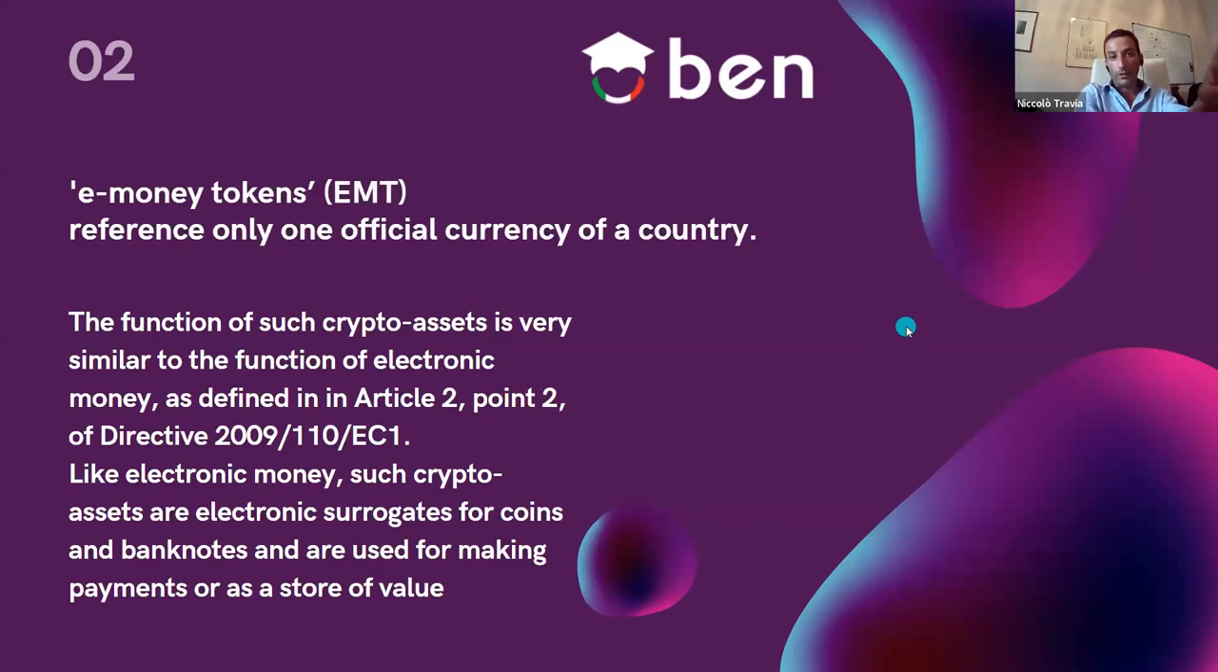The other type of stablecoins considered in the MiCA proposal is the e-money tokens. These refer only to one official currency of a country.